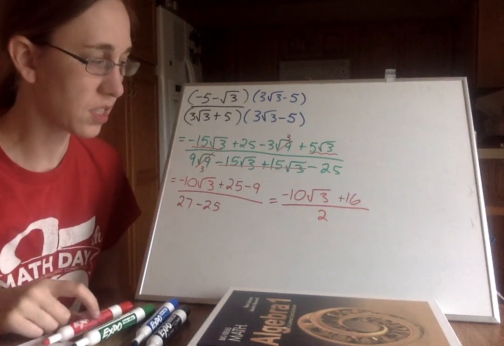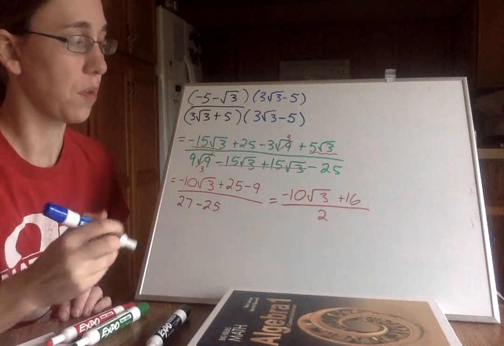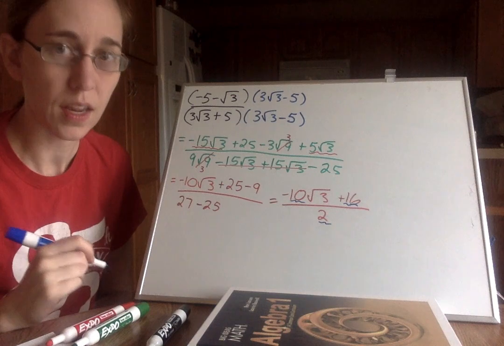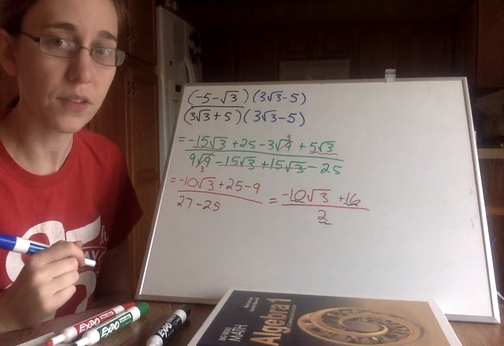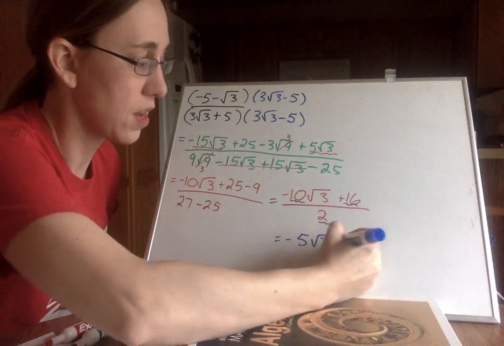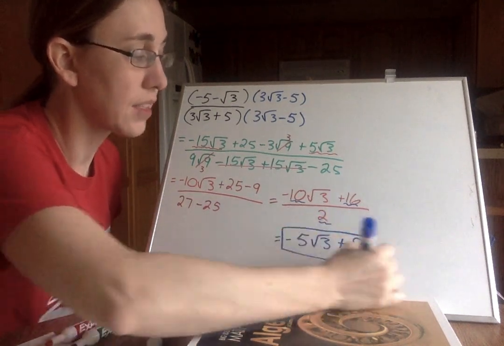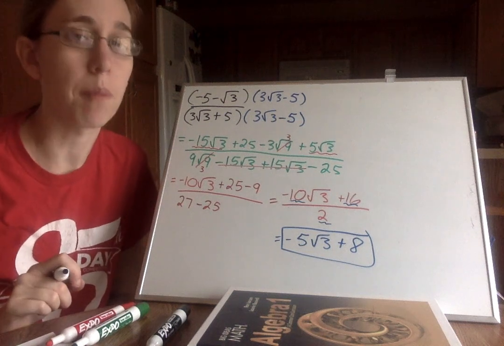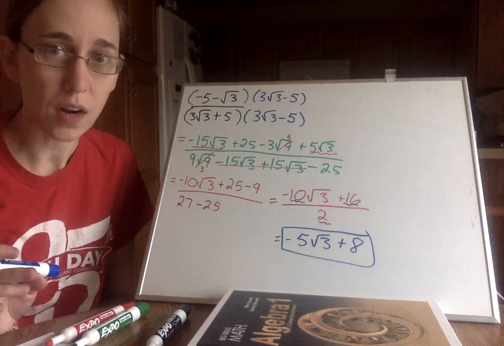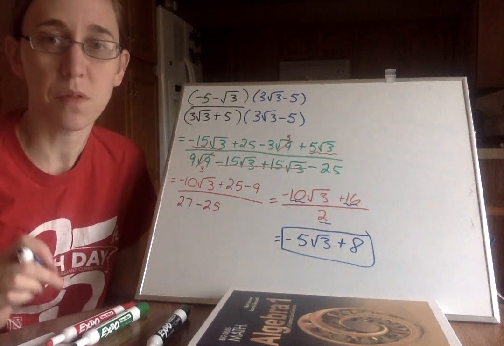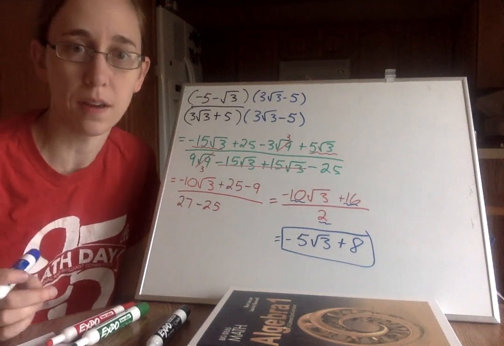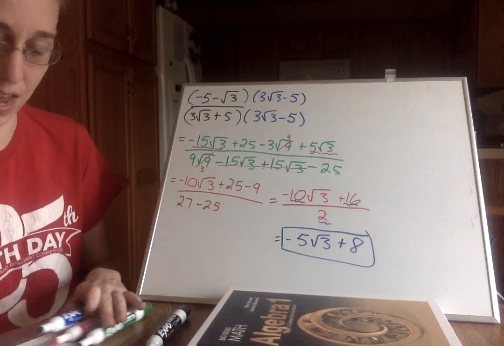Remember, last step is look and see, do they have anything we can simplify? So if we look at the 10, the 16, and the 2, can anything break down? Well, they all divide by 2. So that gives us negative 5 square root 3 plus 8. And sometimes that is what will happen. You'll do all your division and all of a sudden, no denominator because things simplify. Same thing happens with a fraction. Sometimes if you simplify a fraction, it becomes a whole number. For example, 6 over 3 is just 2. So it can happen.